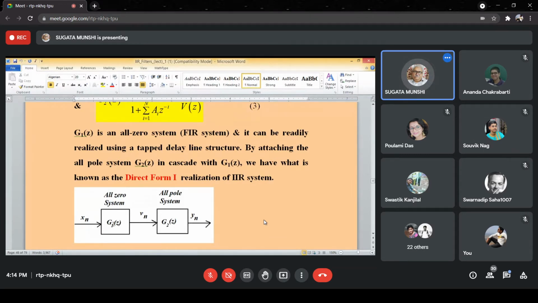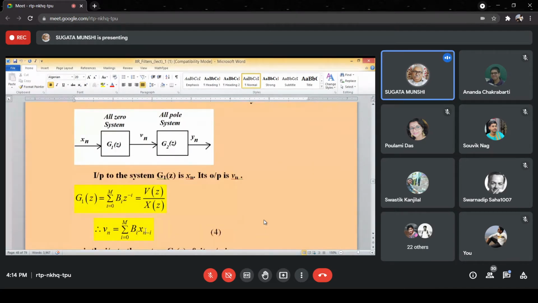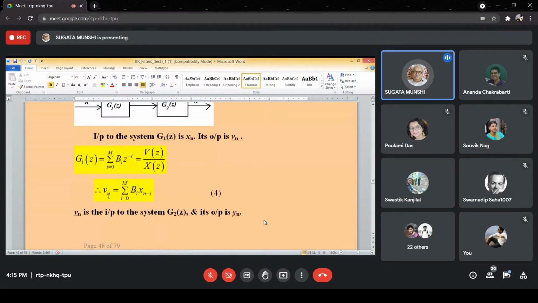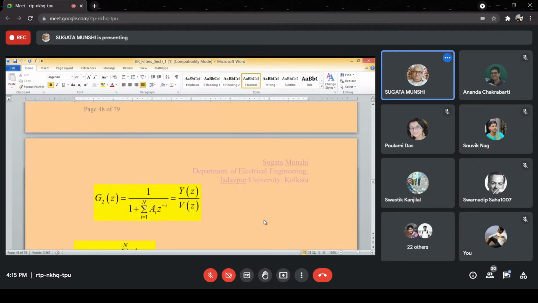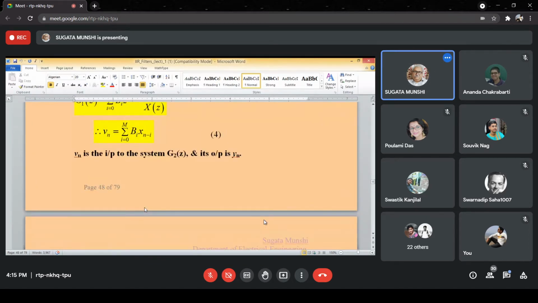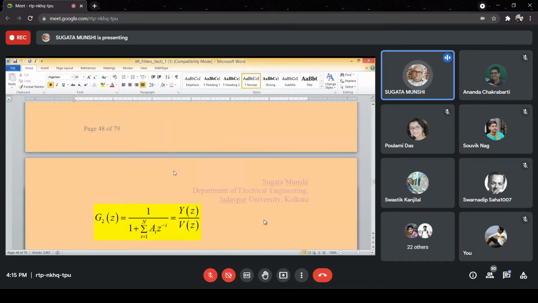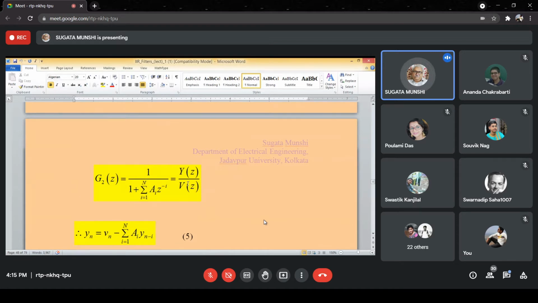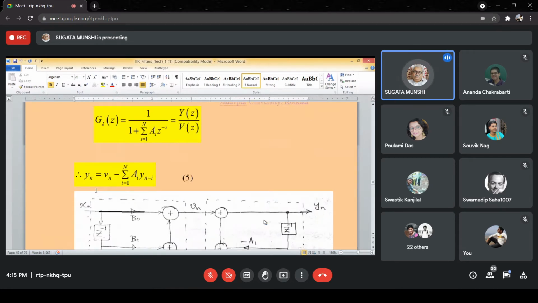We placed G1(z) first, so the input to G1(z) is the sequence, the input that we want to process. Output is represented by, say, v[n]. Then we have attached the all pole system, and the output of the all pole system is obviously y[n], the ultimate output. So G1(z), this is the expression. On cross multiplying and taking the inverse Z transform, you get this difference equation between v[n] and x[n]. G2(z), its input is v[n] and output is y[n], so G2(z) is Y(z) by V(z). Here also, on cross multiplying, rearranging the terms, and taking the inverse Z transform, you get this expression for y[n].